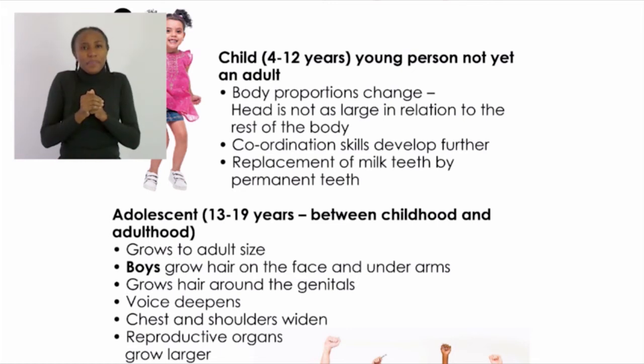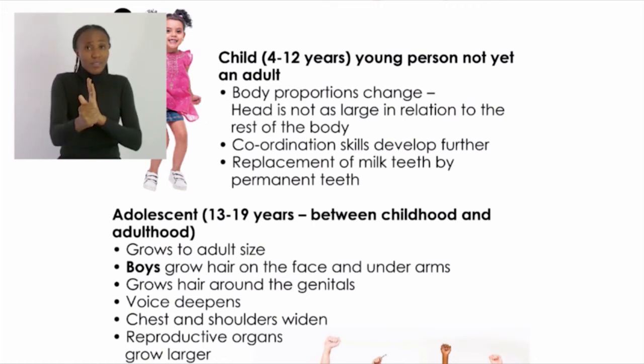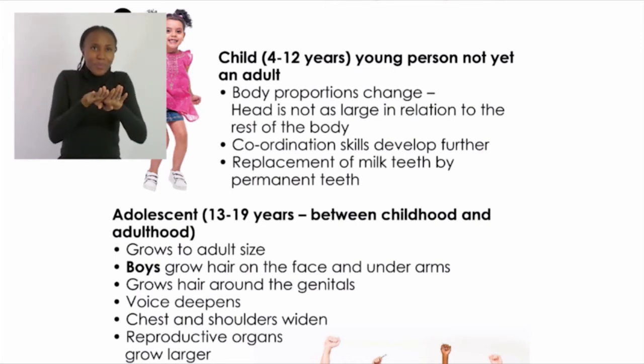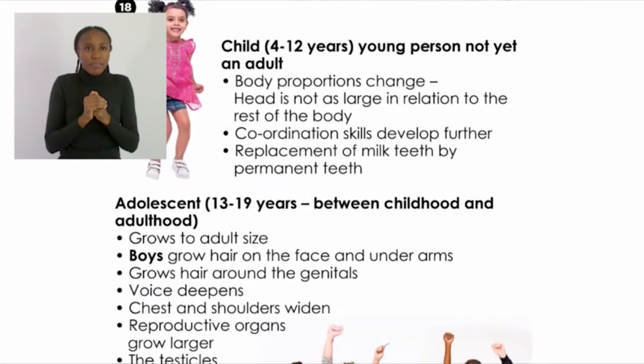Their coordination skills develop further. So here is where you find a lot of them try to have their own favorite sport codes. It is where they develop some of the skills. They become masters of some skills. They name themselves after celebrities because of what they like doing. And then there is the replacement of milk teeth by permanent teeth. This is the time that they lose their first teeth. Okay? They start shaking them and remove them. That's the stage of being a child.